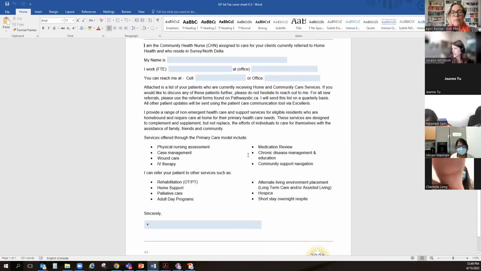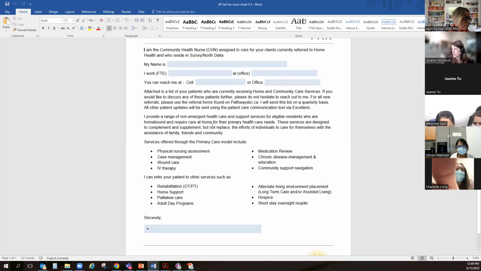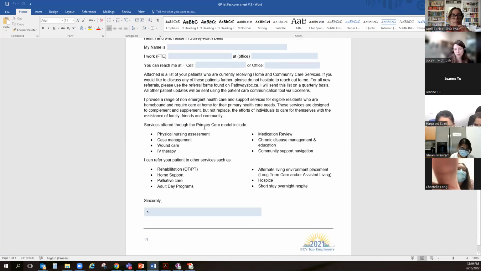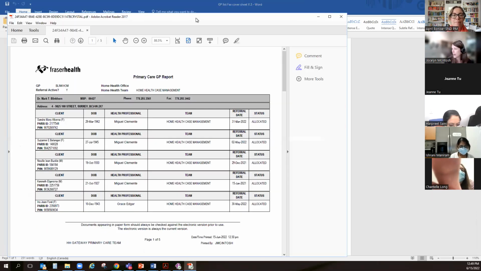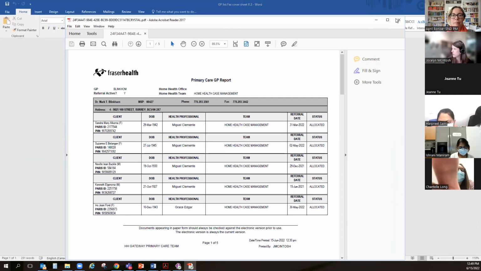And then it just has, again, a little breakdown of what we do and the services we can refer to within our home health program. So it's, again, just another brief review of home health. And then behind this will be the actual list of patients. So this is what it will look like, and you may have seen this come through 3 months ago.